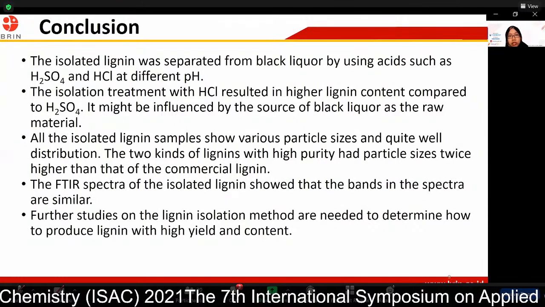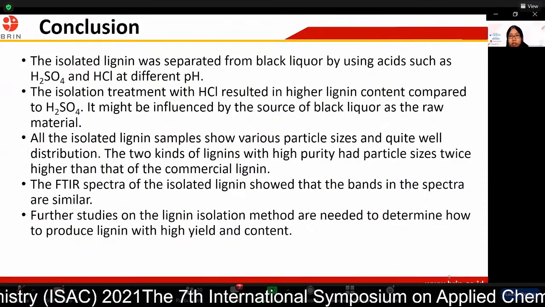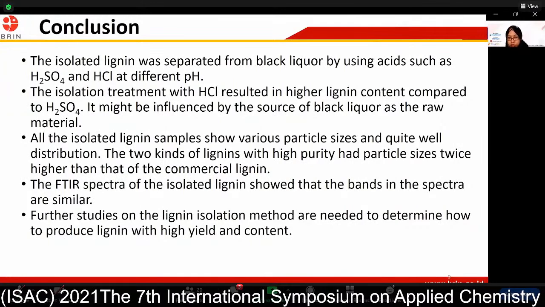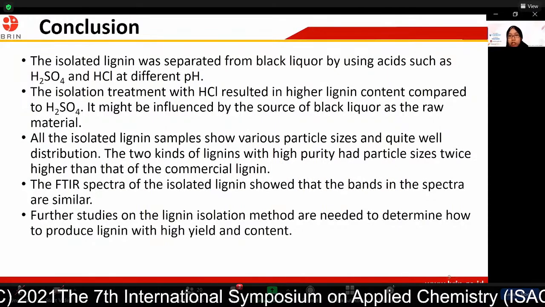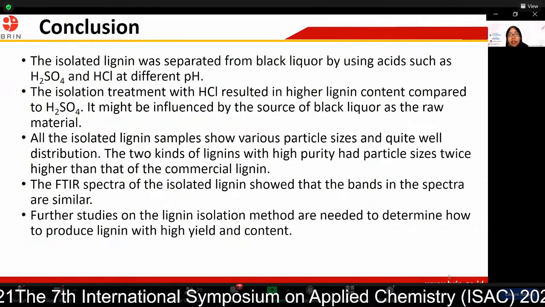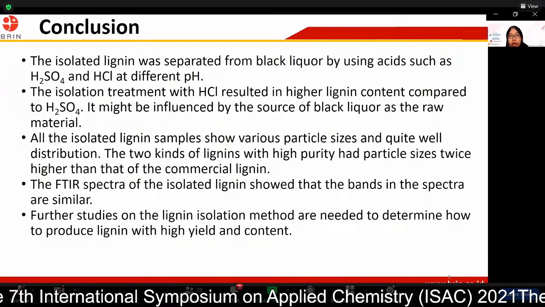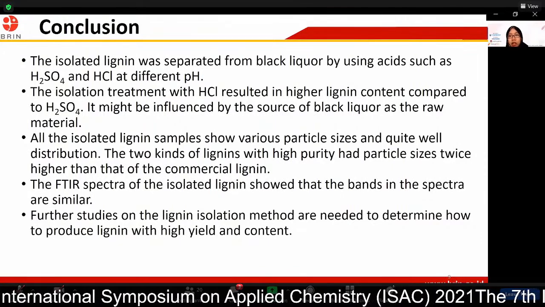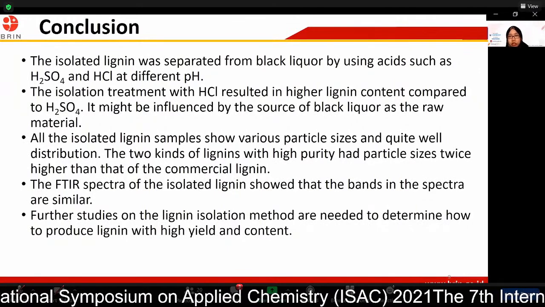The isolated lignin samples show various particle sizes and quite good distribution. And the two kinds of lignins with high purity have a particle size twice that of the commercial lignin. The spectra from the functional analysis of the isolated lignin show that the bands of the spectra are similar. And from the data that we get, further studies are needed on a method that results in higher lignin yields, and also higher lignin content.